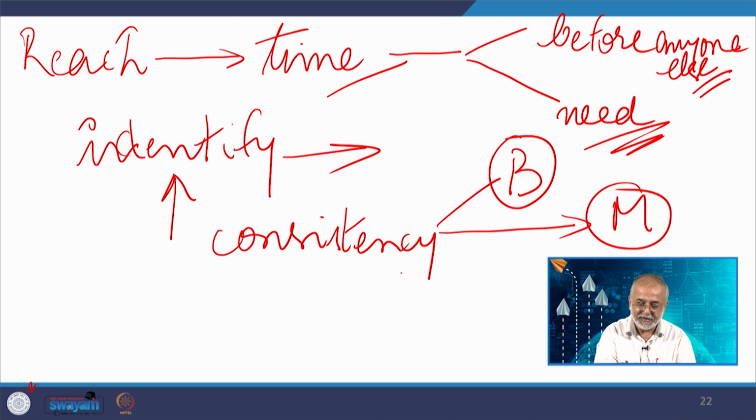Then comes brand association, because here a lot of effort has not to be made by the channel partner, which we have seen in the last segment when we were talking of push and pull.